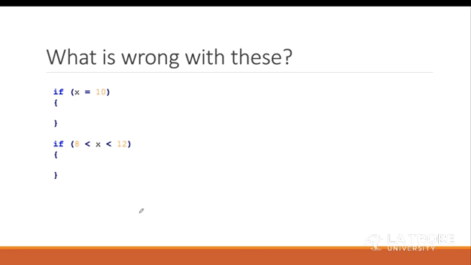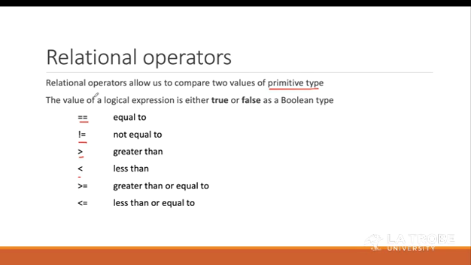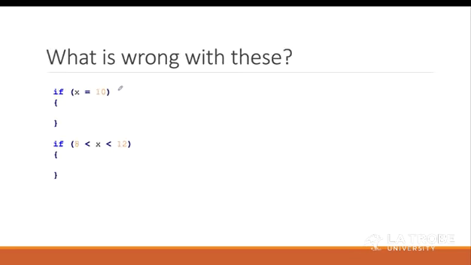Now, what is wrong with this? The first one here says if x is equal to 10, but as you can see, there is no double equals sign. That means we are not comparing it. If we want to compare it, we need to use two equals signs. Here what will happen is it will assign 10 to x, because if you use just one equals, that means it's an assignment operator and you are assigning 10 to x.